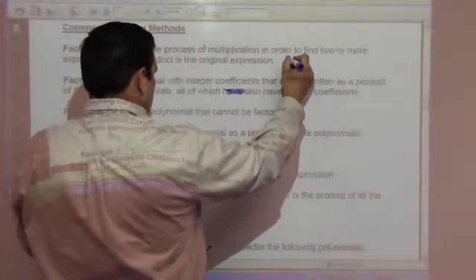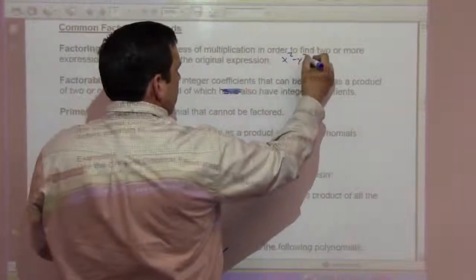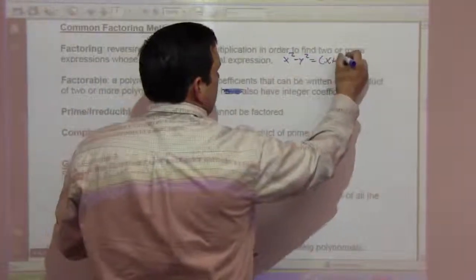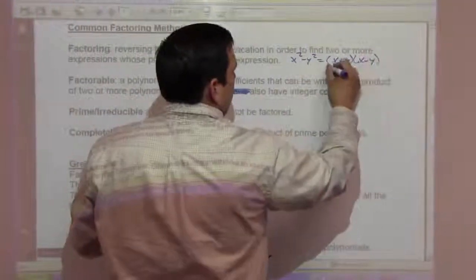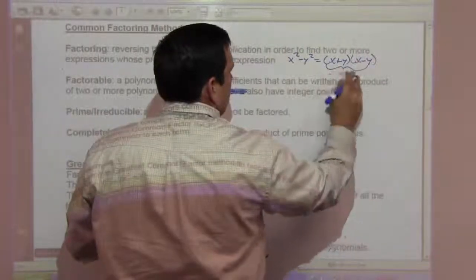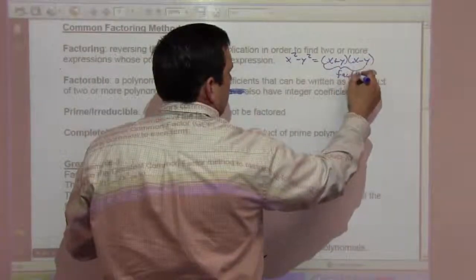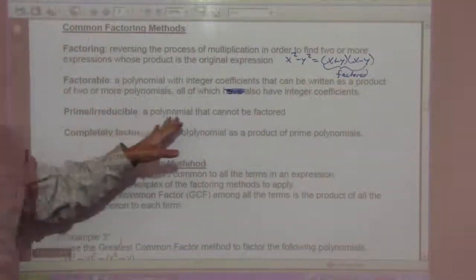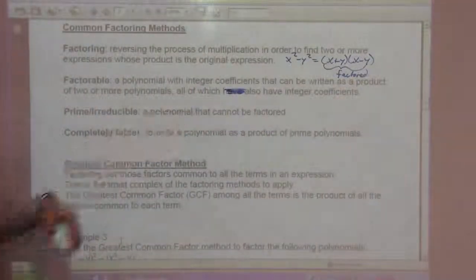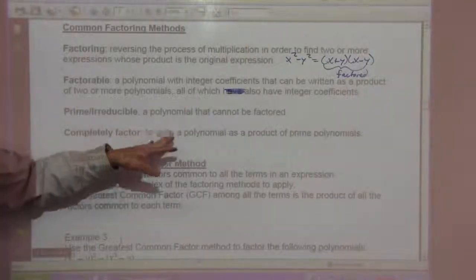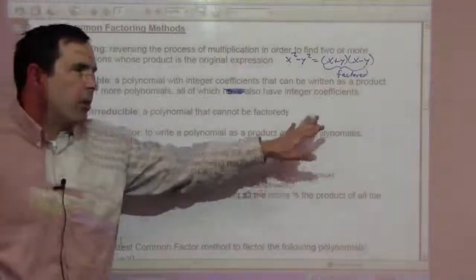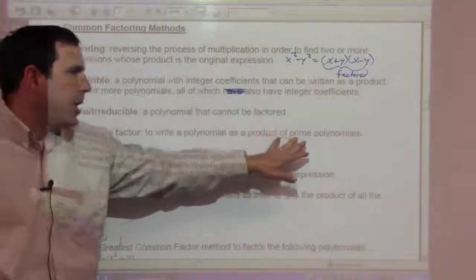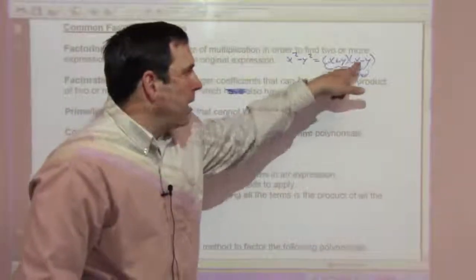It's like saying going from x squared minus y squared to (x plus y)(x minus y). This is factored. Okay, prime and irreducible would be a polynomial that cannot be factored. We come across those. Completely factored means to write a polynomial as a product of prime polynomials, so that once it's factored you can't go any further. These are prime, they can't go any further.